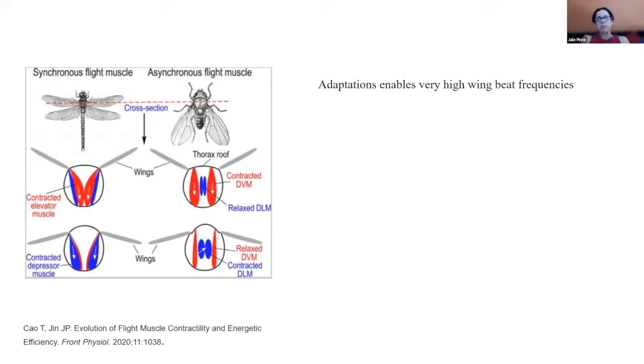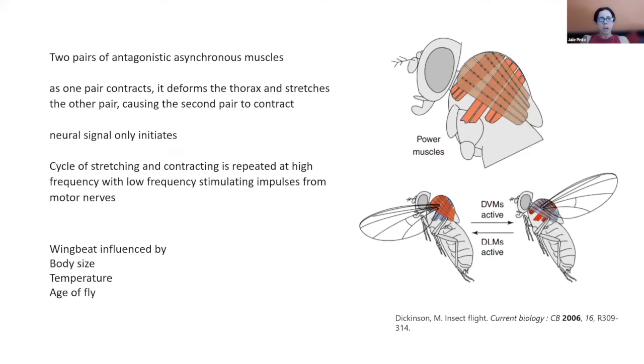But this adaptation enabled that very high wing beat frequency, which you see in flies. So you have 2 pairs of antagonistic asynchronous muscles. As one pair contracts, it deforms the thorax so much that it results in the stretching of the other pair, causing the second pair to contract. So you see that oscillation. So the neural signal is only needed to initiate. So the cycle of stretching and contracting is repeated at high frequency, with the low frequency stimulating impulse from motor neuron nerves. So you're not relying so much on the neural signal. So this enabled that very high wing beat frequency you see in flies and other insects.